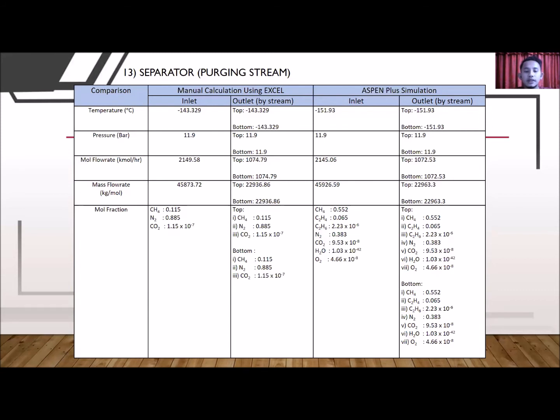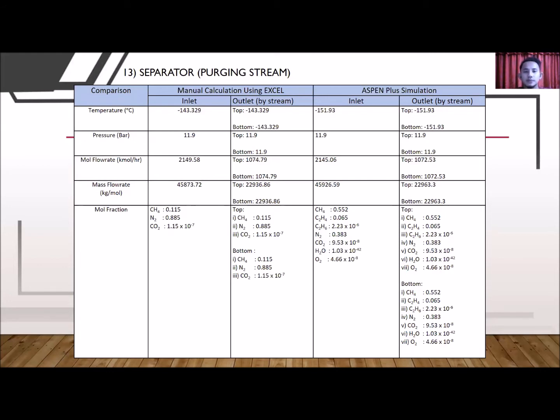So we can see that the temperature is very slightly different. In our design plan, the function of the separator is to split up the inlet flow rate by dividing it based on the desired split fraction. In this case, we set up the split fraction at 0.5. So we also neglected some of the components, for example, in this condition, ethylene, ethane, water, oxygen, because their mole flow rate were very low. This decision leads to the difference of mole flow rate, which affects the mole fraction of each component.